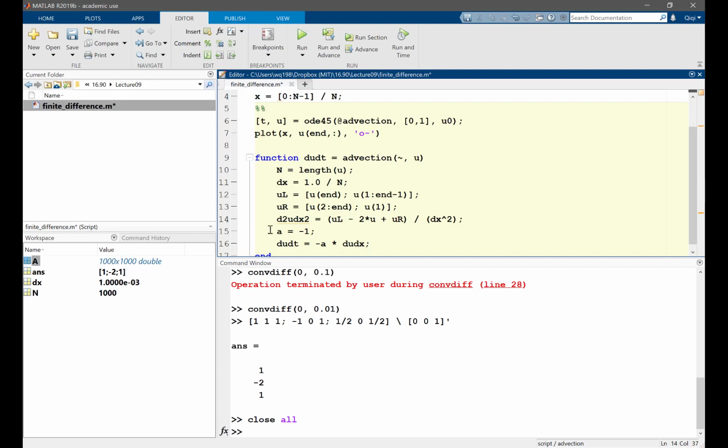Okay, and now instead of a, I have a kappa. Let's just say it is equal to 1, and du dt is kappa times d squared u dx squared. And it's not called advection. Let me call it diffusion.